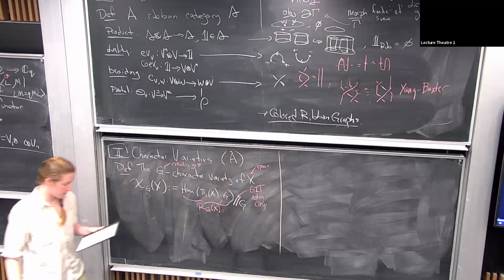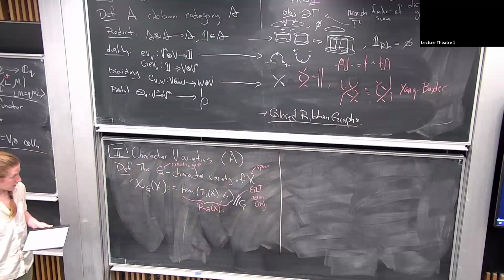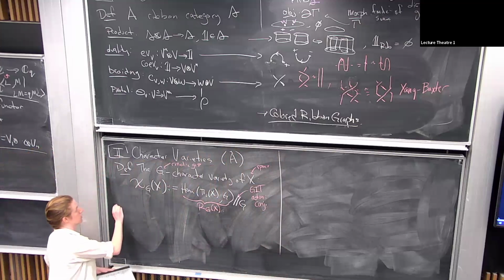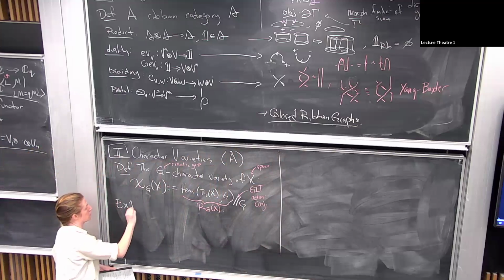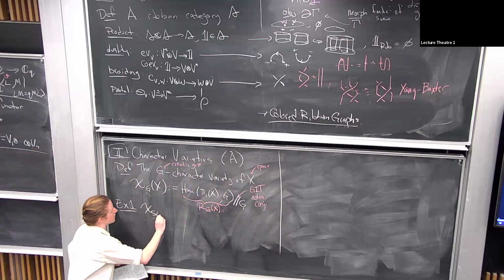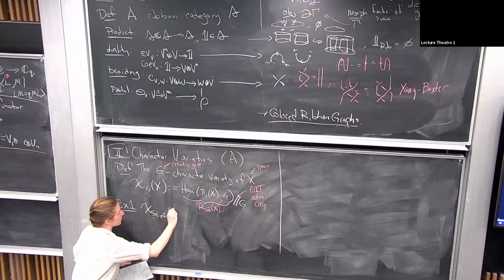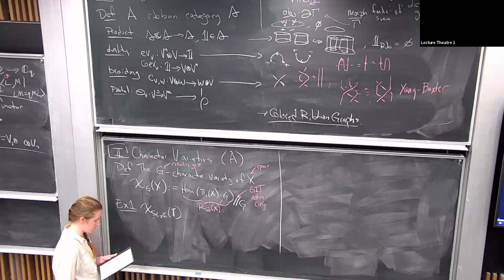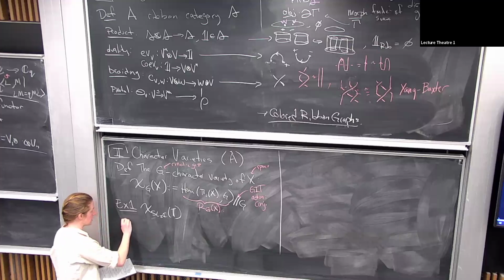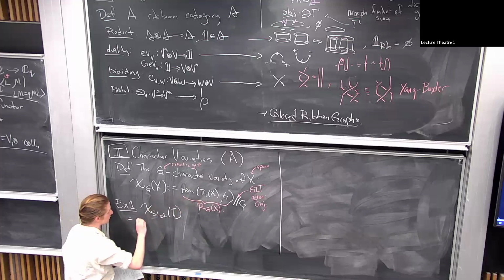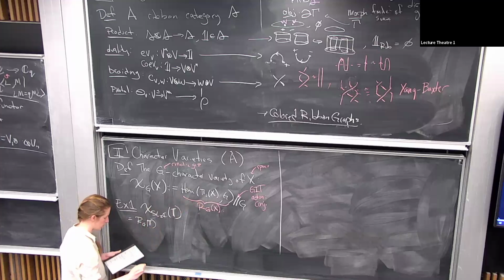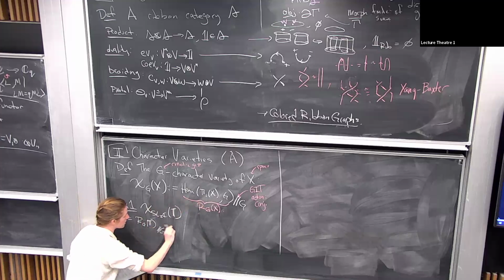So I have this character variety. Let's do an example. The example I want to do is the SL2C character variety of the torus. So this is just going to be the representation variety of the torus, mod G.